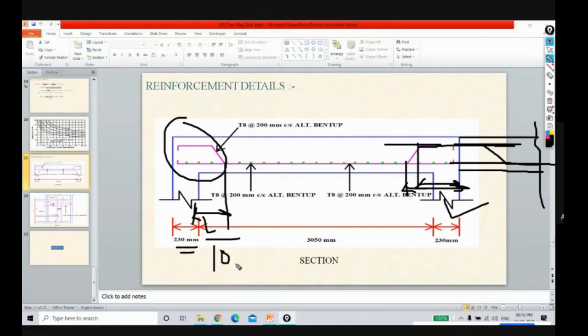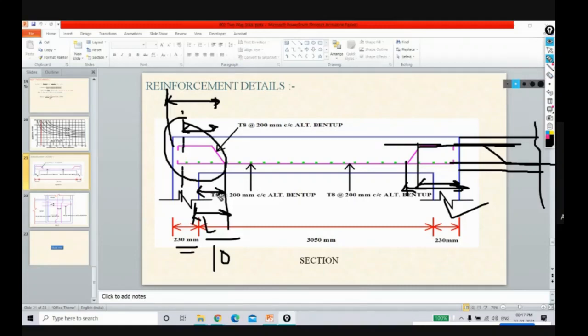Extreme edge means which edge? There is a possibility that it is L by 10 from the inner edge, or from the center of the column, or from the extreme edge of the column. There are three possibilities.